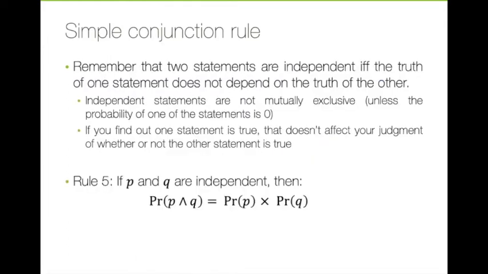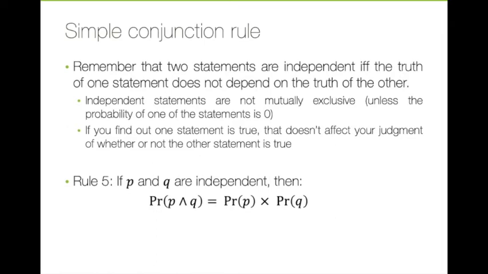Our next rule applies to conjunction. And the condition for applying this rule is independence. So remember that two statements are independent if and only if the truth of one statement does not depend on the truth of the other. Independent statements have to be distinguished from mutually exclusive ones. So independent statements shouldn't be mutually exclusive, except under one condition, when the probability of one of the statements is 0. Unless that's the case, there has to be some overlap between independent statements.